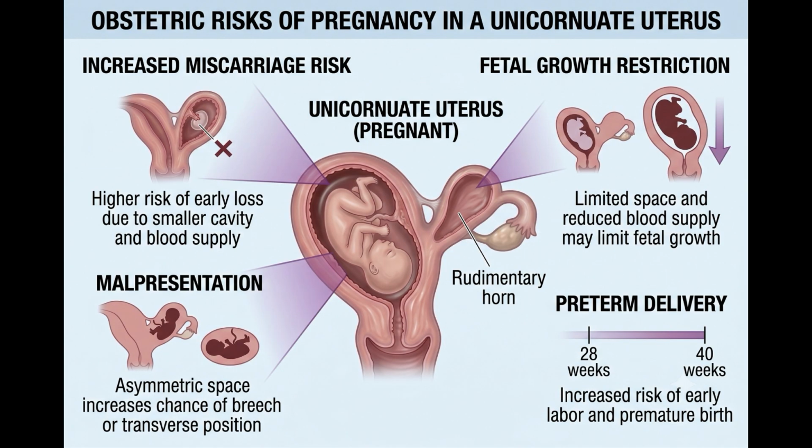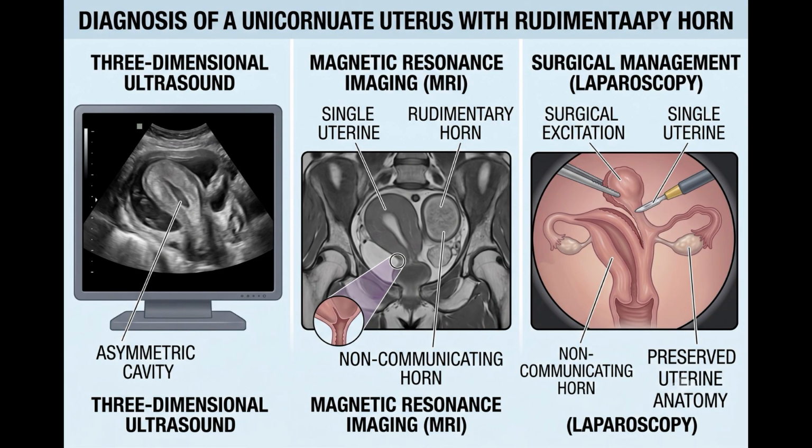Pregnancy within the normal unicornuate uterus is possible. However, because the uterine cavity is smaller and asymmetric, reproductive outcomes are often affected. Patients have an increased risk of miscarriage, fetal growth restriction, malpresentation, and preterm delivery. The diagnosis is usually established using three-dimensional ultrasound or magnetic resonance imaging, which demonstrate the single uterine horn and identify the presence or absence of a rudimentary horn. When a non-communicating rudimentary horn produces symptoms or contains functional endometrium, surgical excision is generally recommended to prevent future complications.